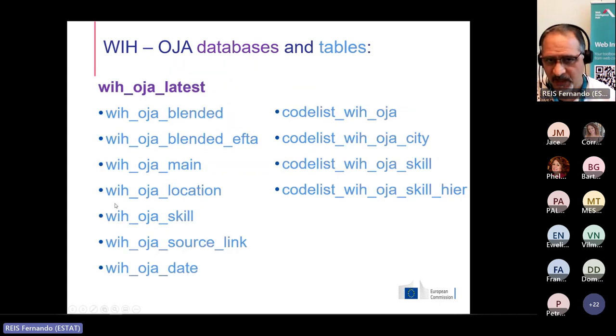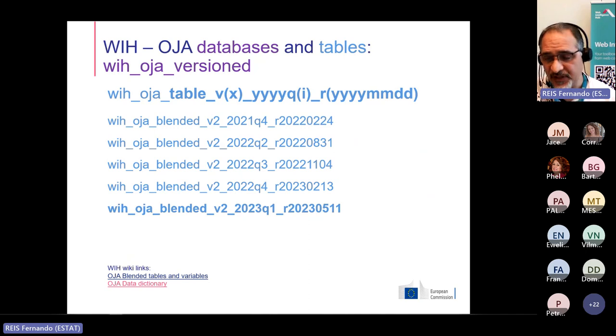Why do we have these two? In the beginning, we had some issues because we were making updates to the tables, and we had some colleagues from the WIN that were caught by surprise because their scripts were not providing the same results as before. So the way we were doing it, we were not allowing users to have reproducible scripts, or reproducible results, let's put it this way. So in order to provide the ability for your results to be reproducible, we keep the releases that we are launching over time in the versioned database.